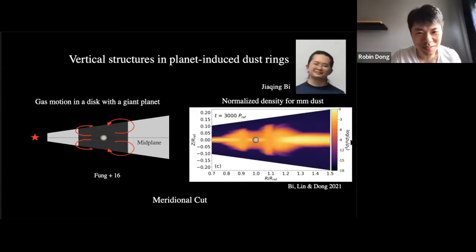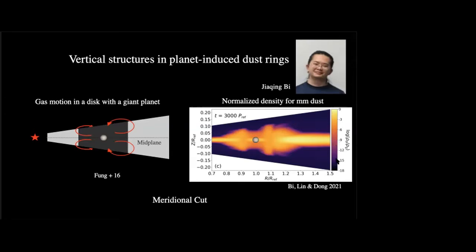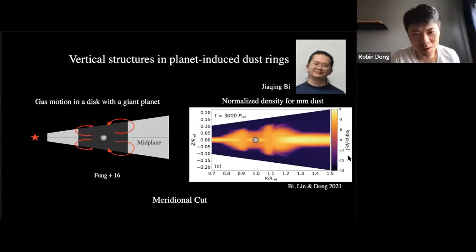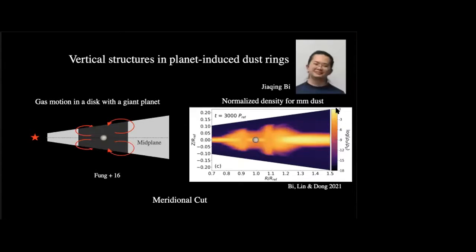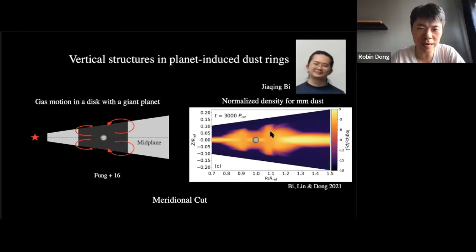Right. So I didn't explain this figure in more detail. The quantity plotted here is actually the dust-to-gas mass ratio. So the region close to bright yellow or close to white actually has a dust-to-gas mass ratio, let's say, on the order of 1% or so. I see. Great.